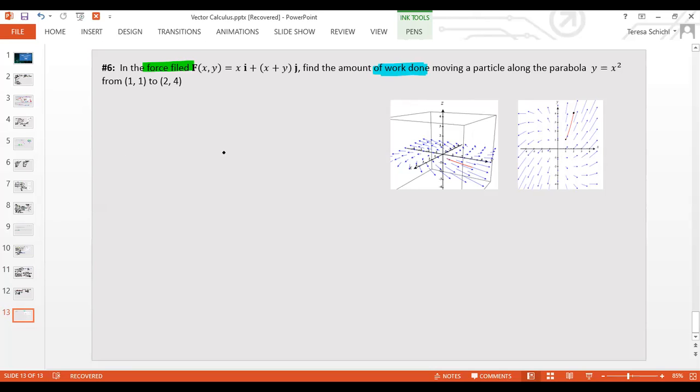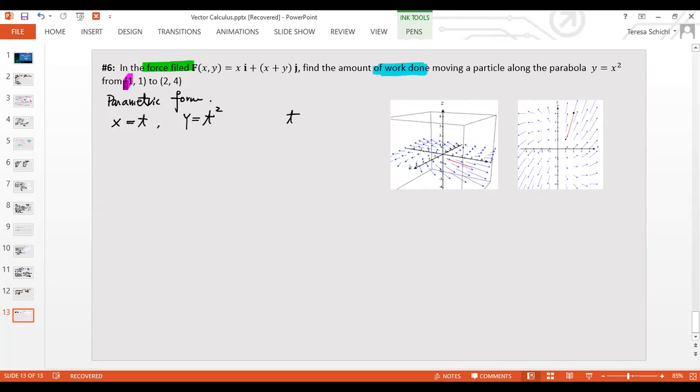Now let's take a look here. When we do this type of problem, the hardest part is the parametric form. But this one is not too bad. y equals x squared, so I can say x equals t. If x equals t, y is pretty straightforward: y is t squared, because x equals t.